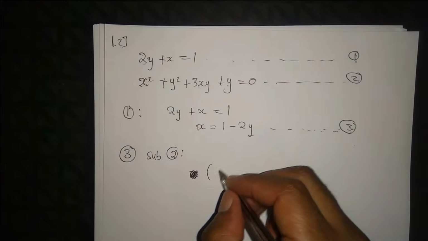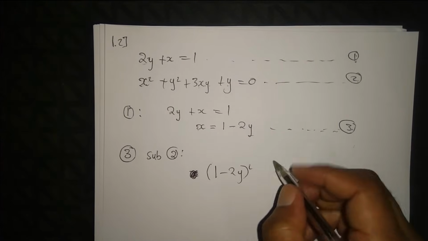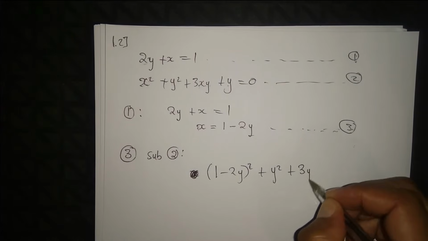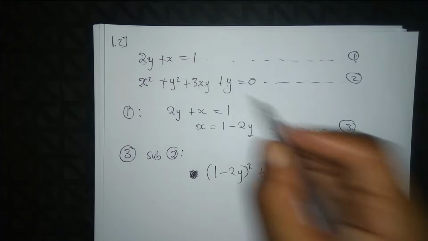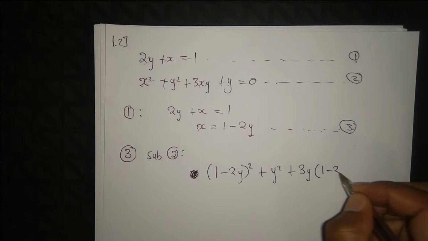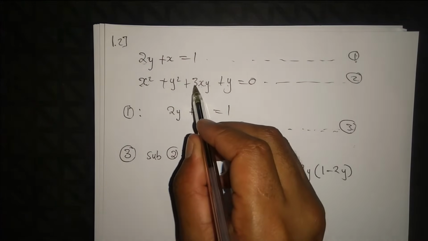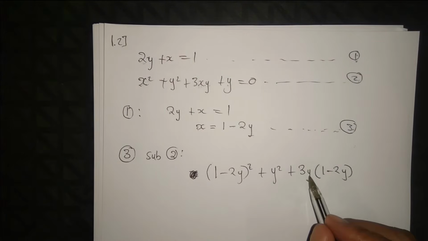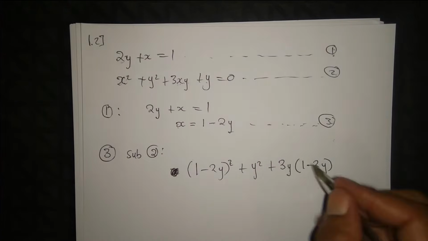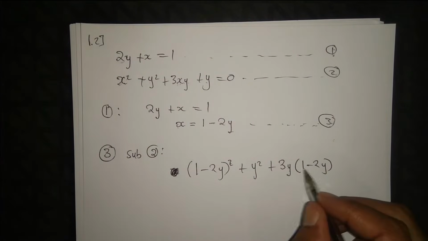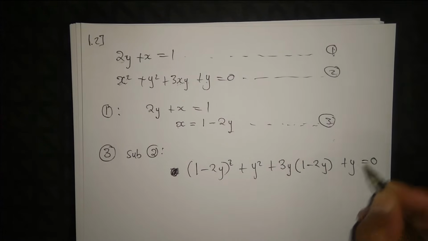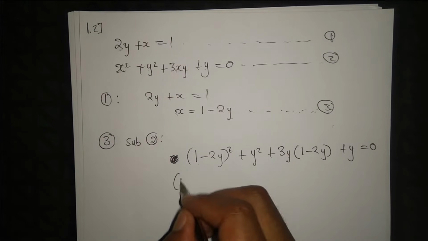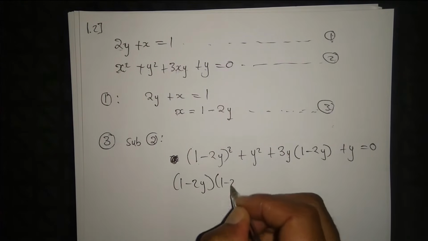So now x first: it's 1 minus 2y squared plus y squared plus 3y, times x. Where there is x I put 1 minus 2y. I know that this x is between 3 and y. That y I removed and put here. Now it's 3y, and then where there is x I will put this. So it's plus y equal to 0. Now let's simplify. These brackets, I'll do them now. It's 1 minus 2y, 1 minus 2y.